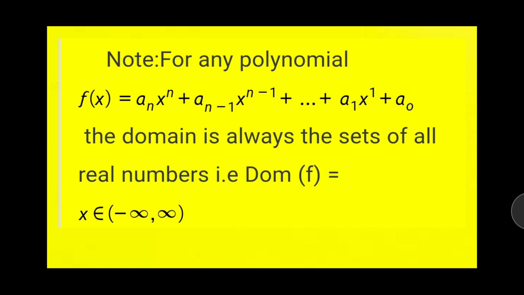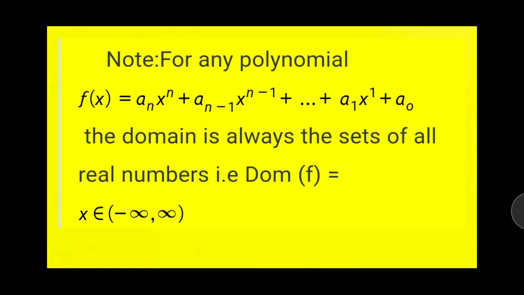Okay. For any polynomial, as we have on the screen right now, the domain is usually negative infinity to positive infinity. It means I can substitute any real value. I can substitute any value into a polynomial and it's going to be defined.